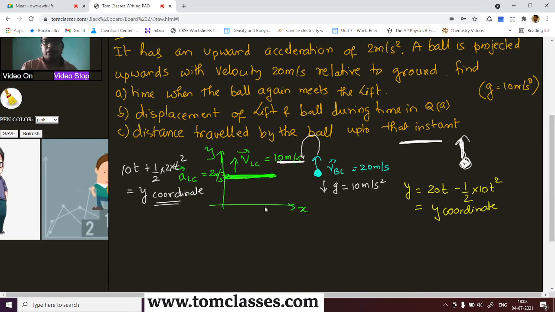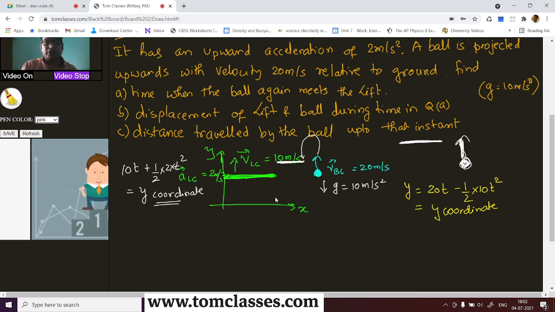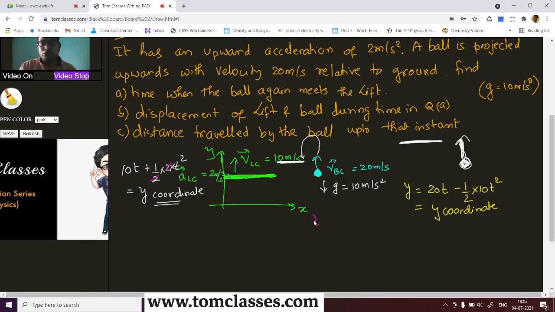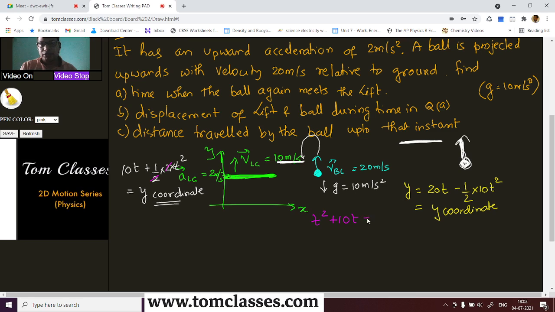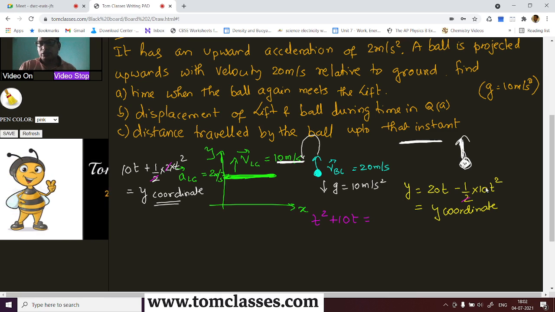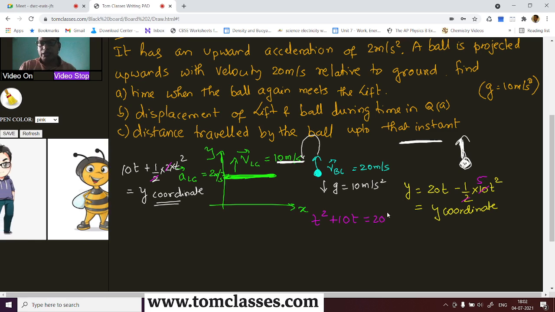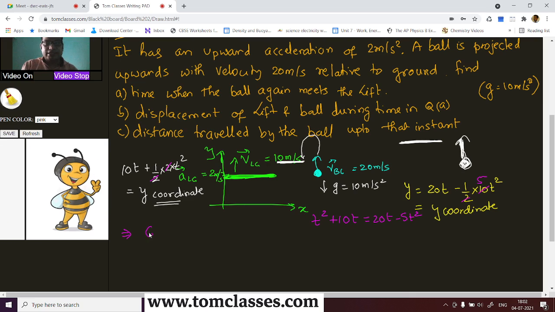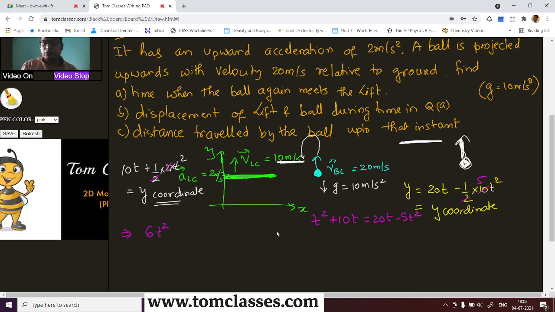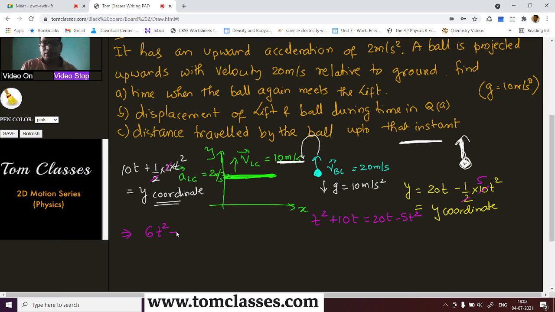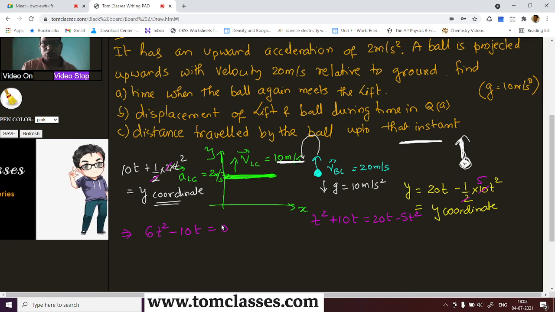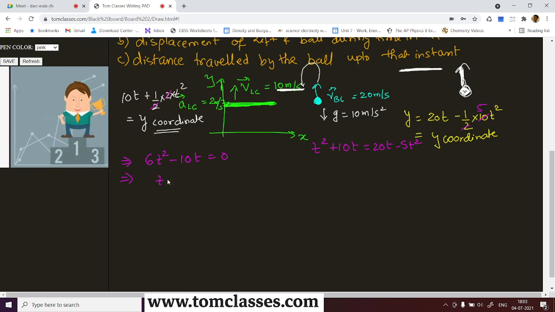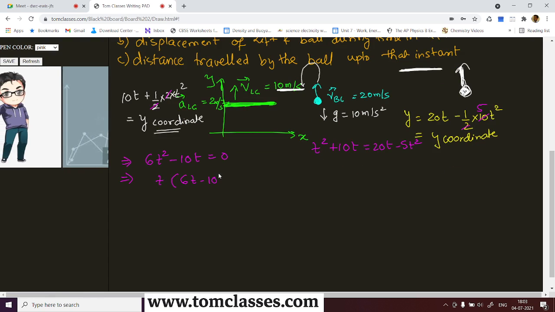So the y coordinate is the same, which means both the values have to be the same, so we can equate them. This will become t square plus 10t, which will be equal to, let's call this 5, 20t minus 5t square. So this will become 6t square, and then minus 10t equal to 0.